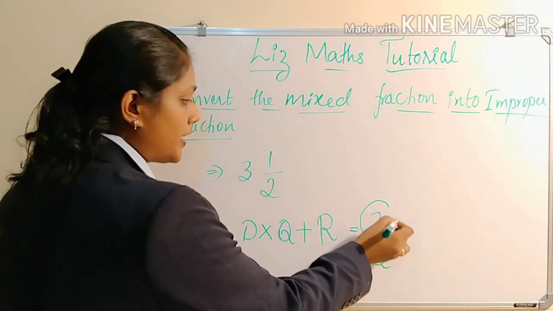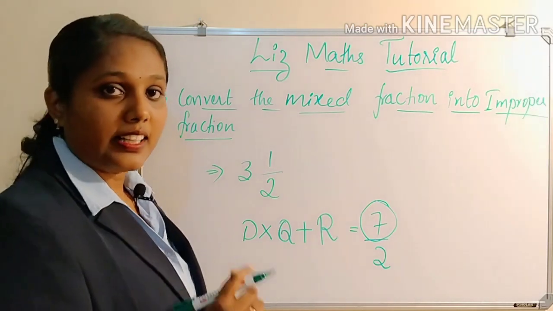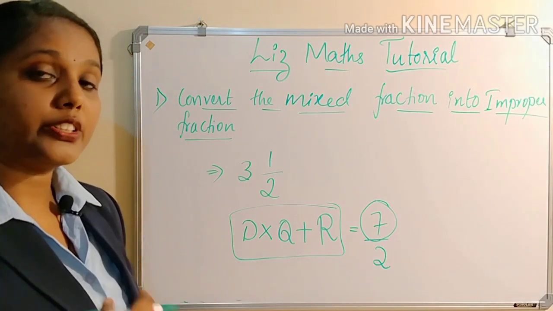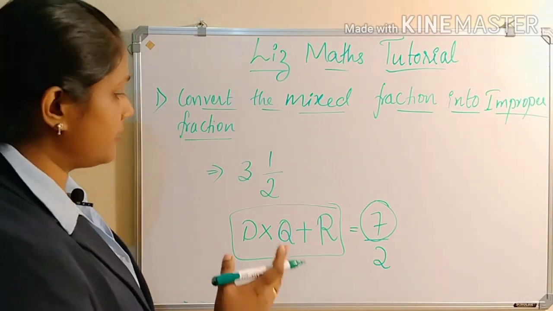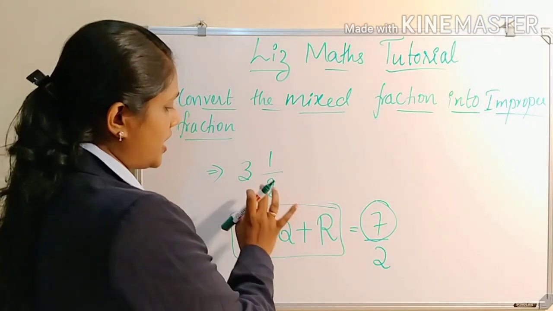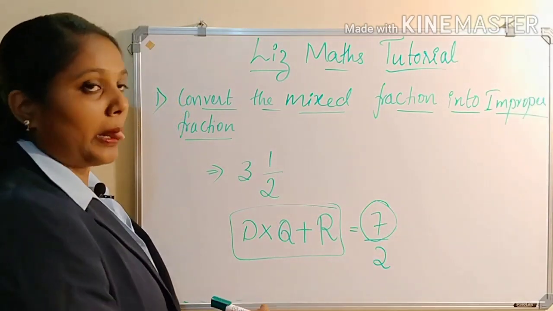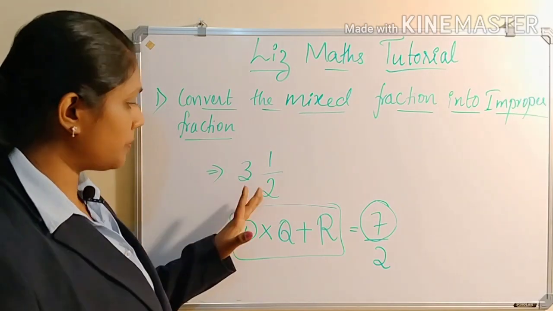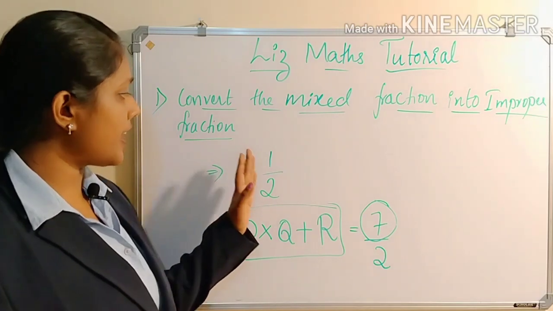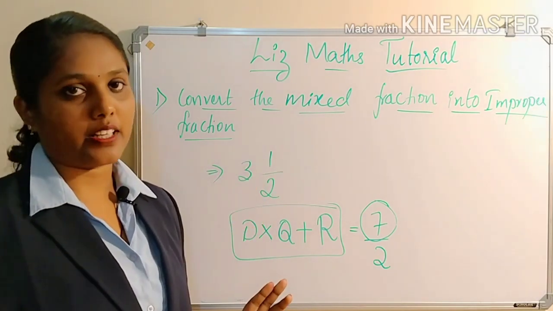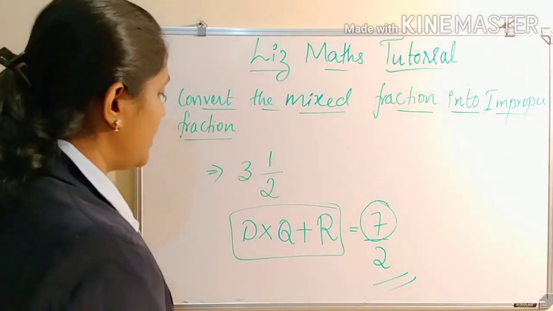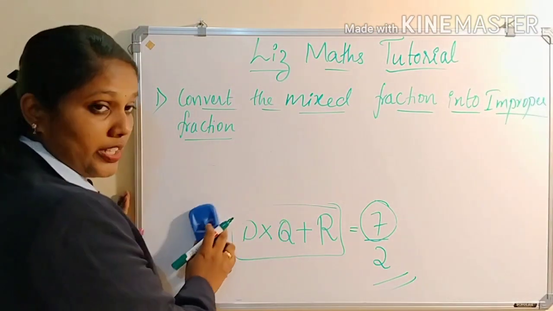Here, how to find out the numerator, that way we have to write this. Got it? Here, to convert a mixed fraction to an improper fraction, we have to change only the numerator. So how to find the numerator? You have to multiply the divisor with the quotient, then add the remainder. Then you get the answer 7 by 2. Let me take one more example. I hope you understood this.